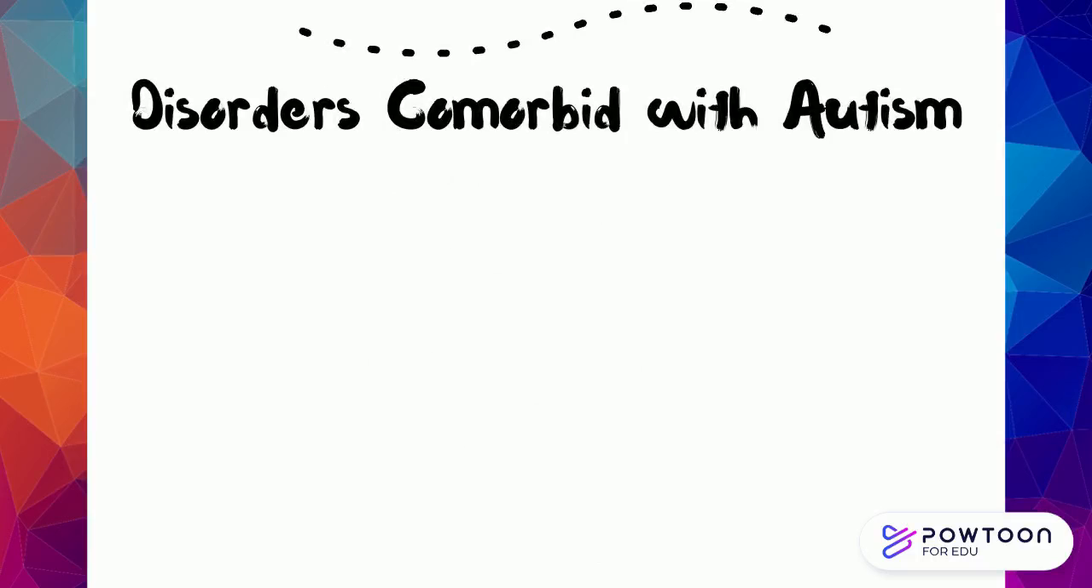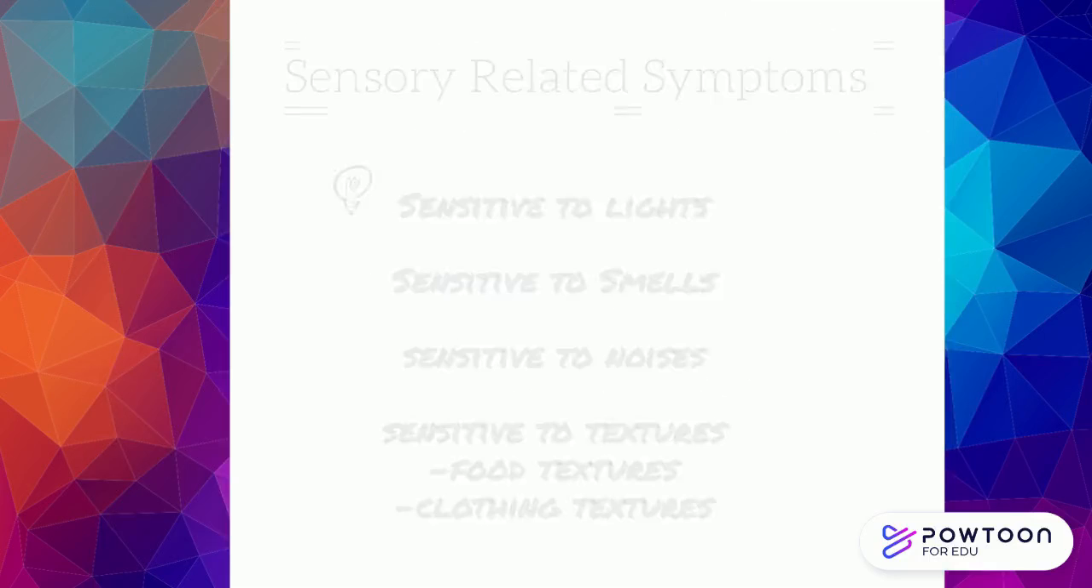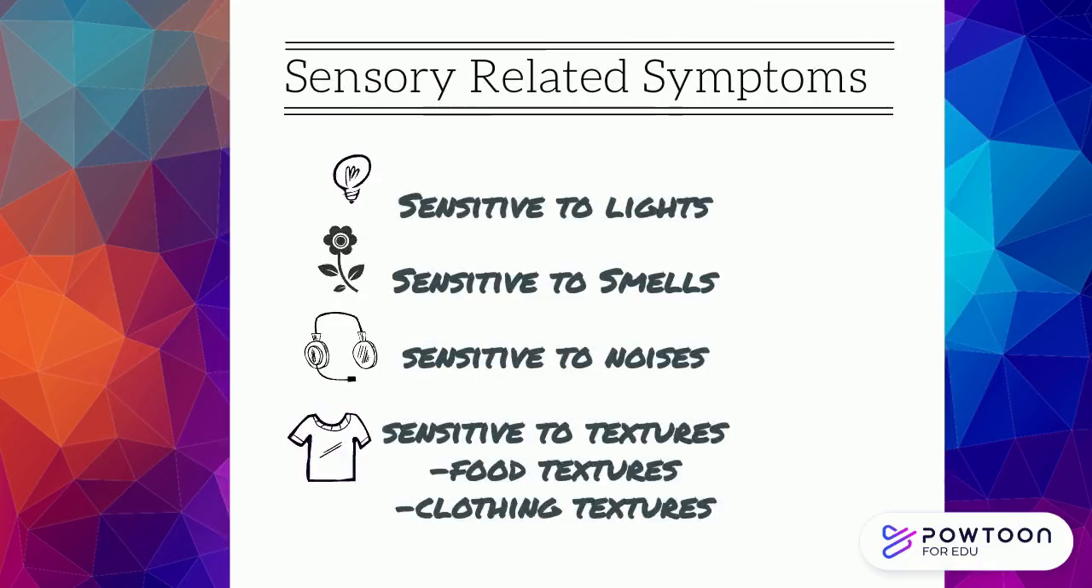Disorders comorbid with ASD include general anxiety disorder, social anxiety disorder, and other anxiety disorders, Tourette syndrome, other tic disorders, ADHD, OCD, learning disabilities, depression, phobias, and many more. Some sensory-related symptoms may include being sensitive to lights or light movement, being sensitive to strong smells or loud noises, and being sensitive to certain textures, such as those of food or clothing.